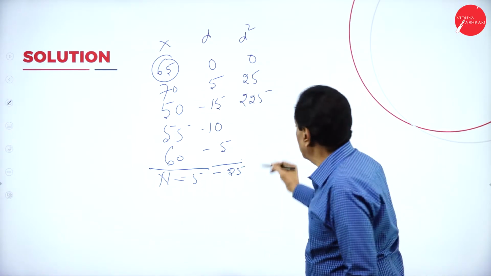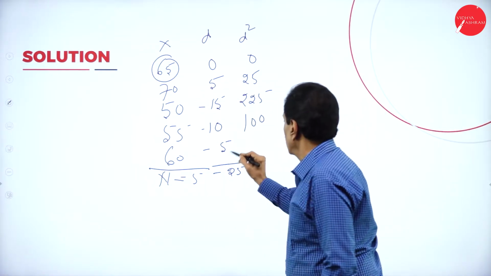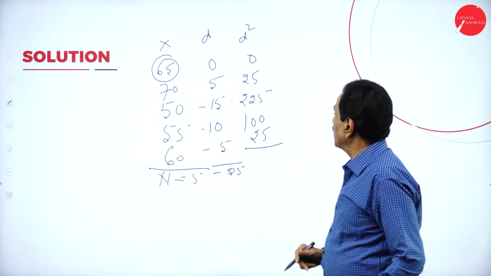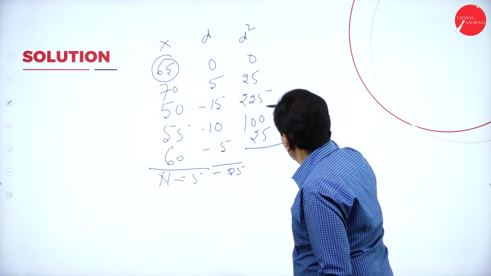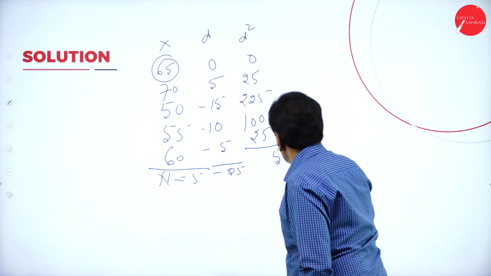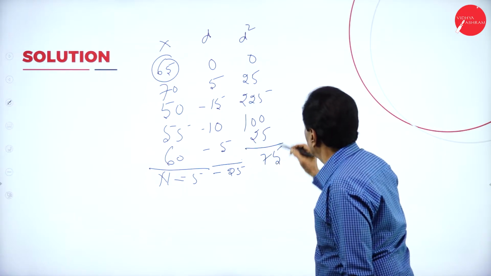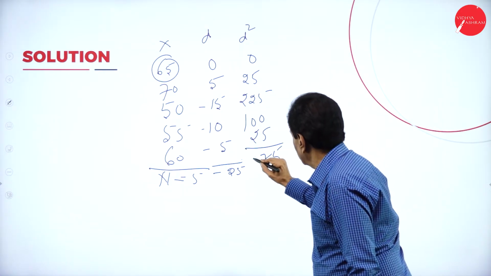10 into 10, 100. 5 into 5, 25. Add the figure. 5 plus 5, 10, plus 5, 15. 1 plus 2, 3, plus 2, 5, plus 2, 7. 2 plus 1, 3, 375.